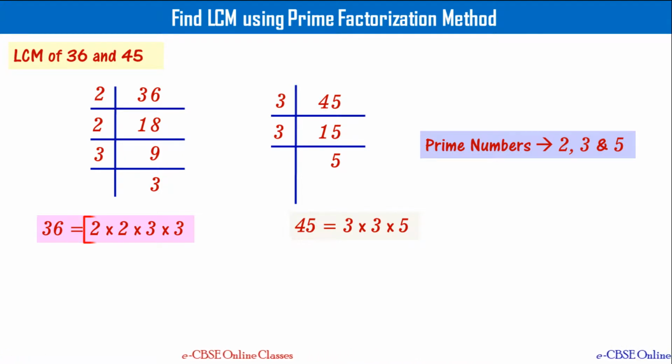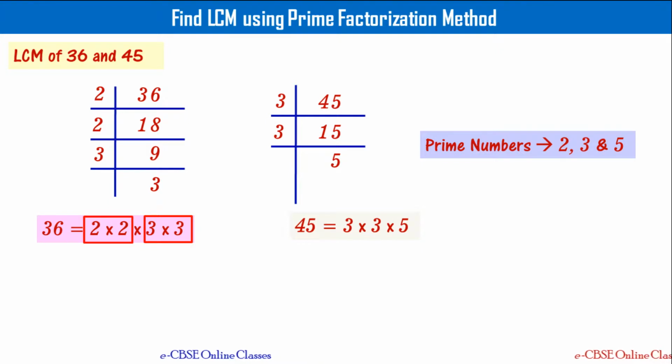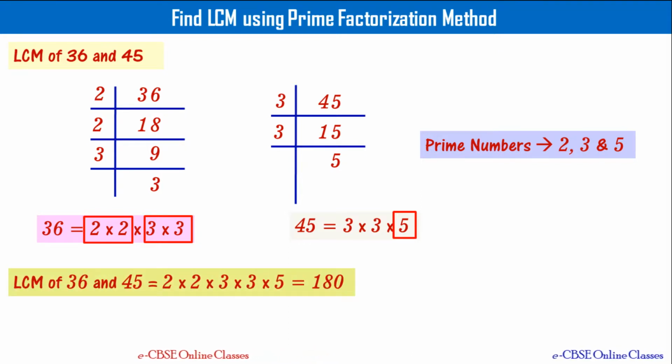To write the LCM, we see 2 appears twice in the number 36, and 3 appears at the maximum of 2 times in number 36, and in 45 also. We account for it only once, so we are accounting for it in the case of 36. And then 5 appears only once. So let's write the LCM of 36 and 45 as the product of these three. When you do that, you get LCM as 180.